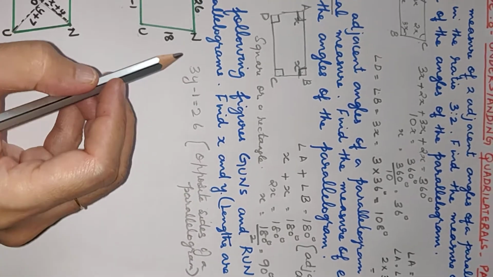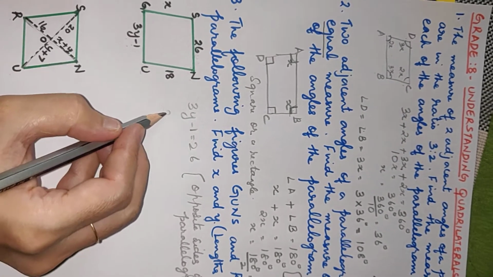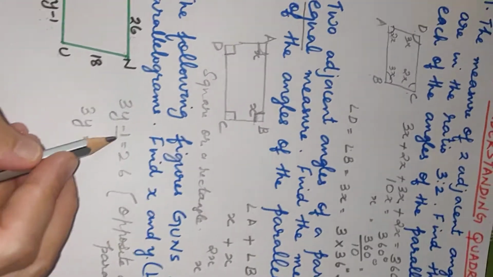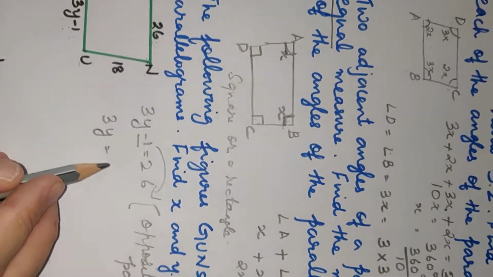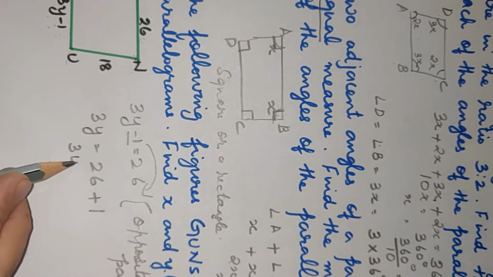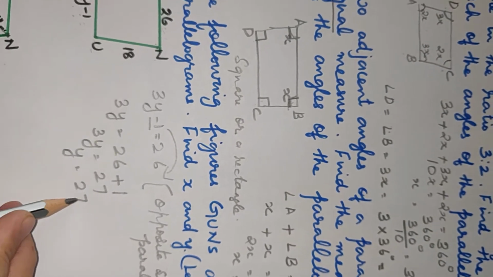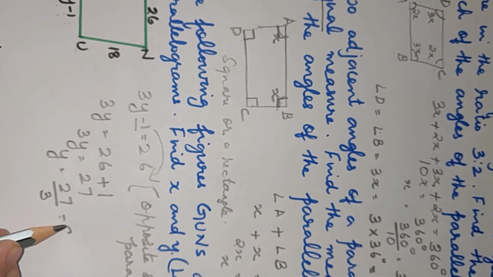So 3y minus 1 and 26 are equal. So 3y is equal to what? Minus 1, you are going to take it to this side. So 26 plus 1, that is 27. So 3y is equal to 27. So y is equal to 27 divided by 3, that is equal to 9.